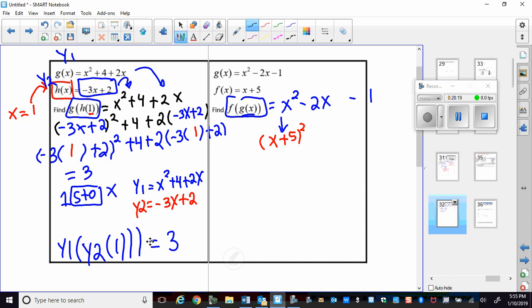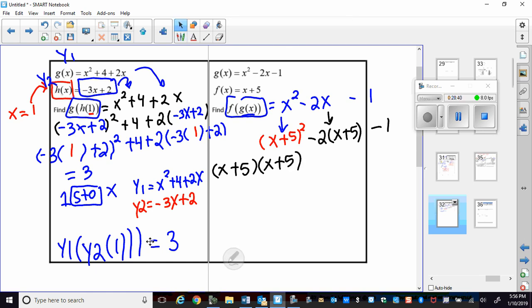For negative 2x, negative 2 times x plus 5. And then we just get minus 1. Then we have to simplify. This becomes x plus 5, it's squared, times x plus 5.